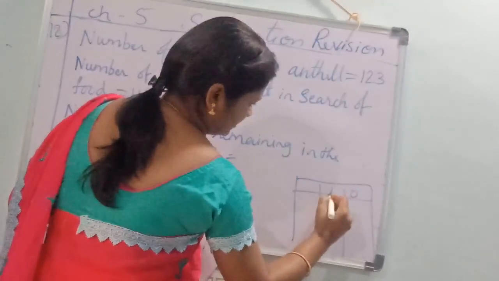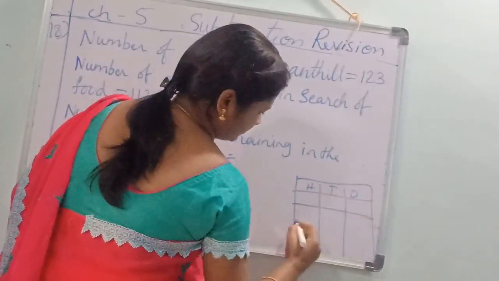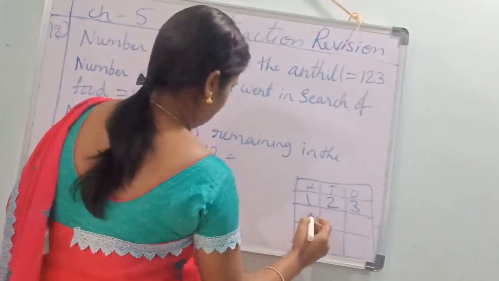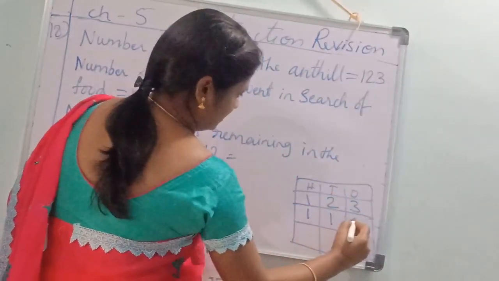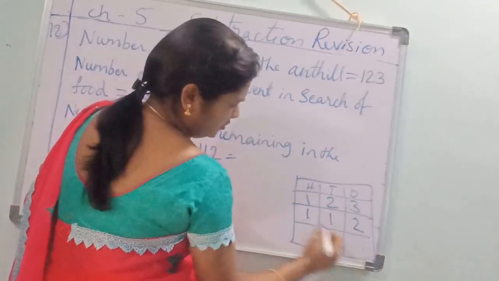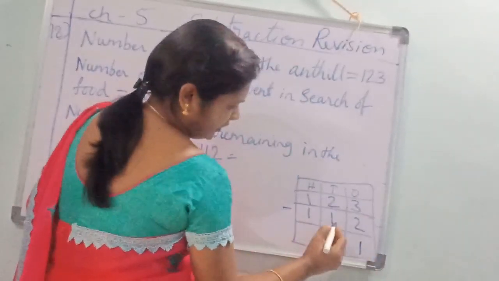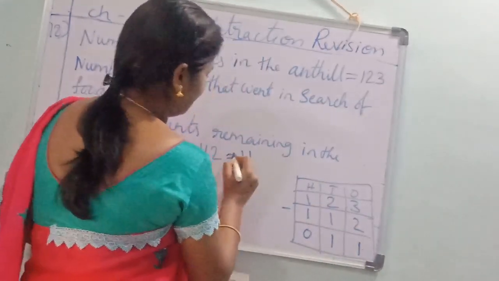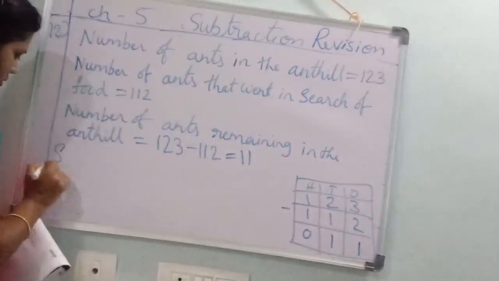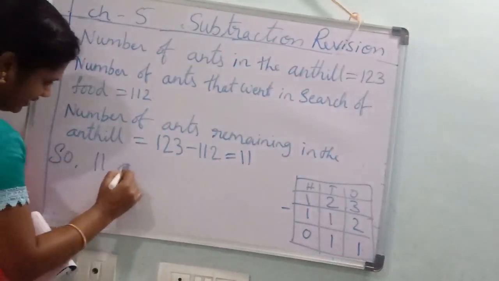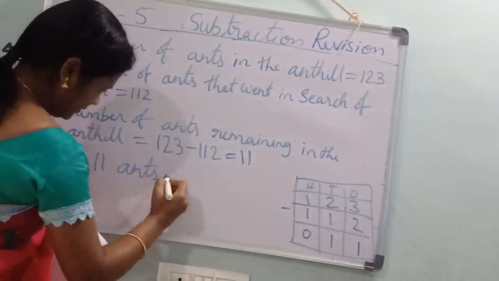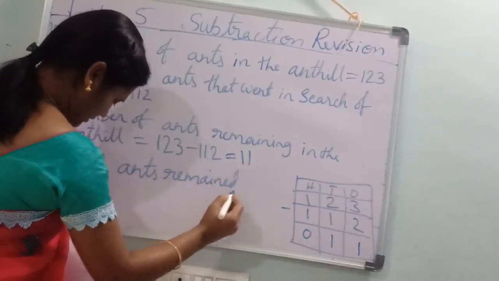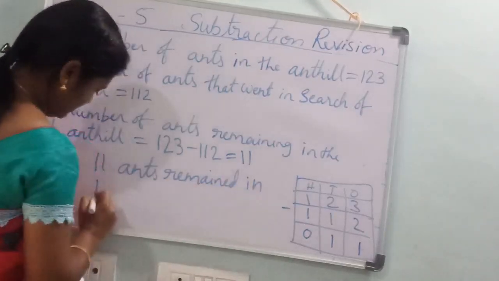Ones, tens, hundreds. 123 minus 112. 3 minus 2, 1. 2 minus 1, 1. 1 minus 1, 0. 11 ants remain. Okay. So, 11 ants remaining in the anthill.